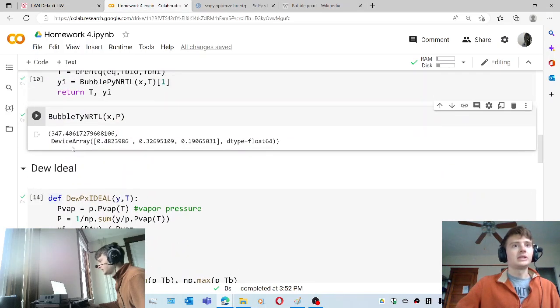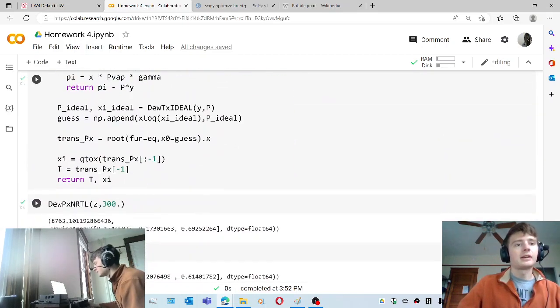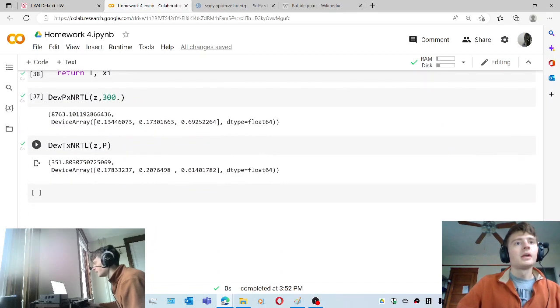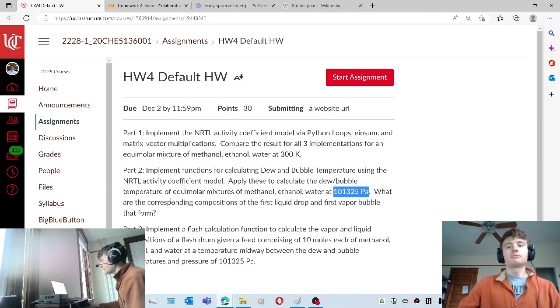So yeah, this mixture of methanol, ethanol, and water will boil between 347 degrees Kelvin and, if I can find it, yeah, 351 degrees Kelvin. So yeah, sweet.